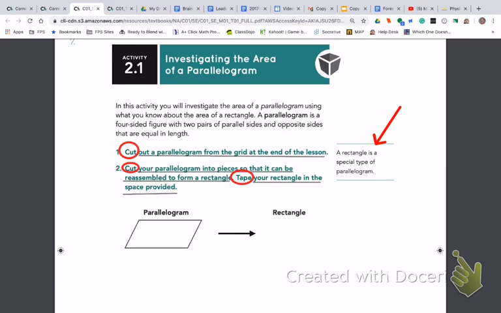Please turn to page 17, activity 2.1, investigating the area of a parallelogram. In this activity, you will investigate the area of a parallelogram using what you know about the area of a rectangle. A parallelogram is a four-sided figure with two pairs of parallel sides and opposite sides that are equal in length. Please answer number 1 and number 2 with your group.